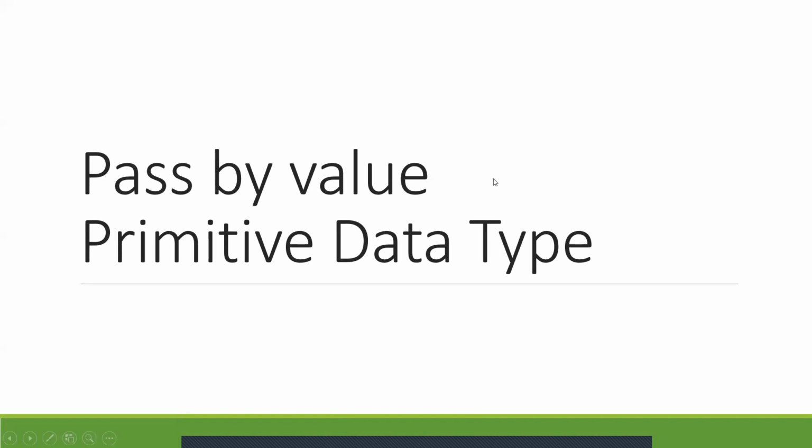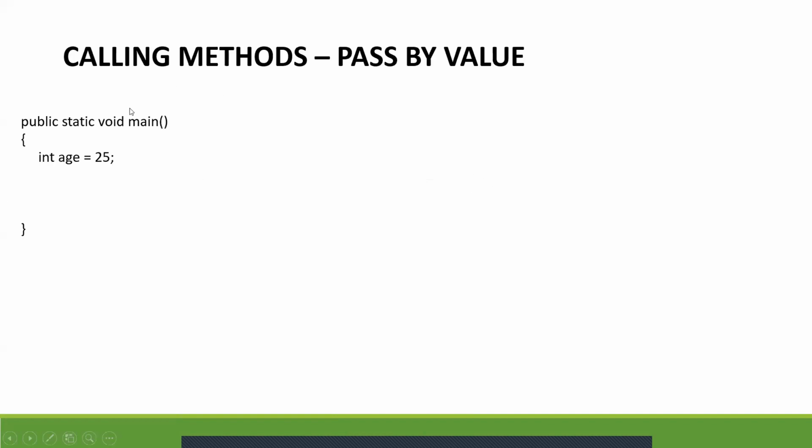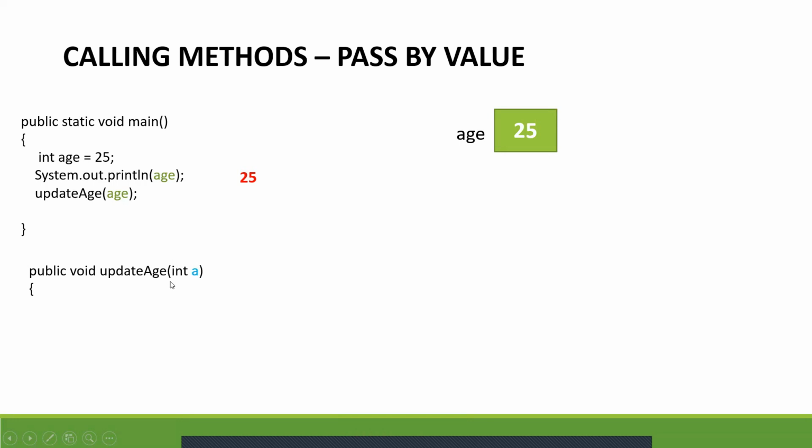First, pass by value for a primitive data type. Suppose we have a main method which has a local variable age of type int, local because age is defined inside a method. Age is of a primitive data type, so it will directly store the value, which is 25 in this case. If we print the age at this point, it will read the contents of the age variable and print 25 on screen. Now, let us call a method called updateAge and pass this age. Age here is the actual parameter, and we pass it to the updateAge method, where A is the formal parameter.